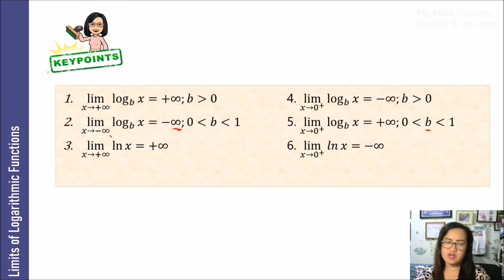And for the third and the sixth, we have the limit of the natural logarithm. Take note, the limit of ln x as x approaches positive infinity is equal to positive infinity. Now, the limit of ln x as x approaches 0 from the right is negative infinity.